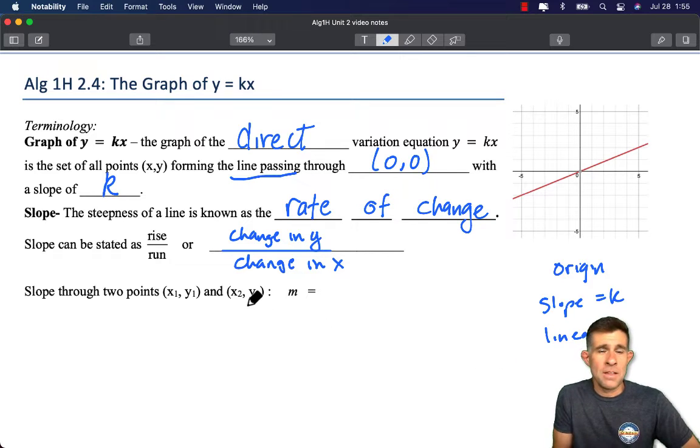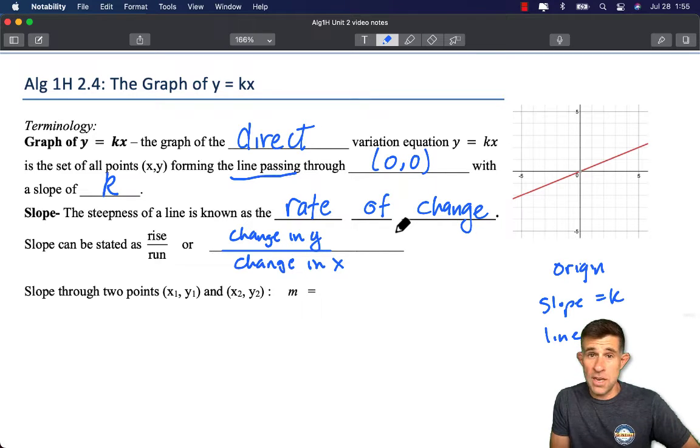All right, let's talk about slope a little bit. Slope is the steepness of a line. It's also known as the rate of change. So you'll hear us commonly refer to the slope as the rate of change. It can be expressed as the fraction of rise over run, or another way of saying that is the change in the y-coordinate over the change in the x-coordinate.